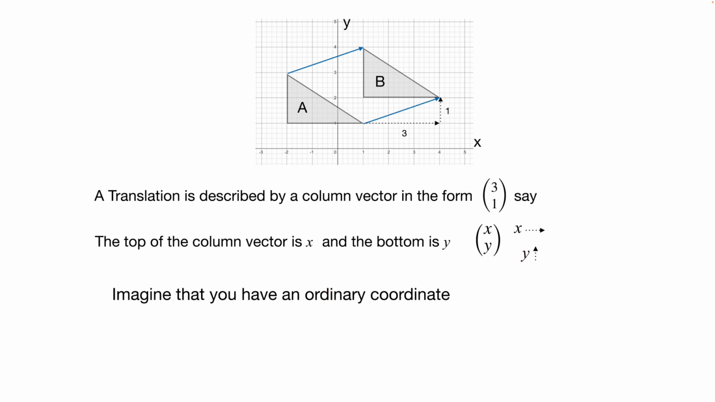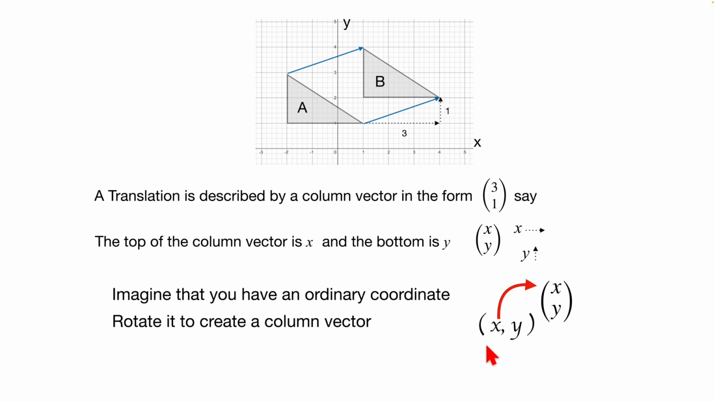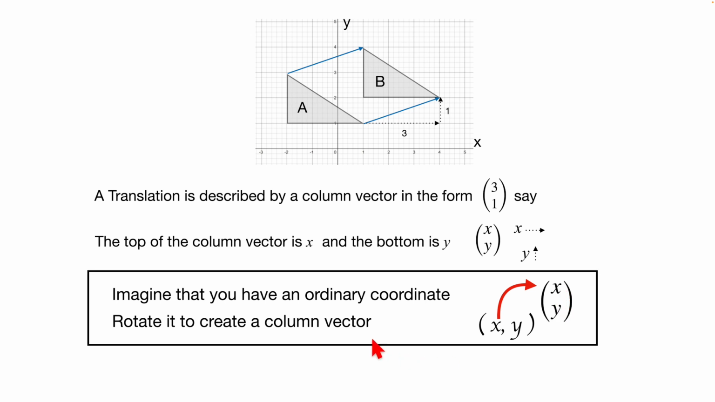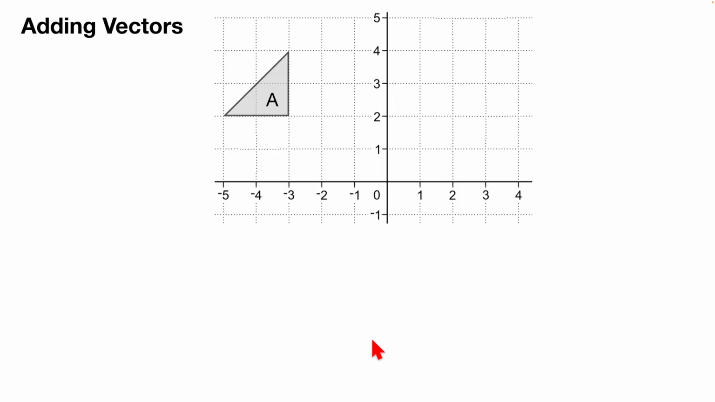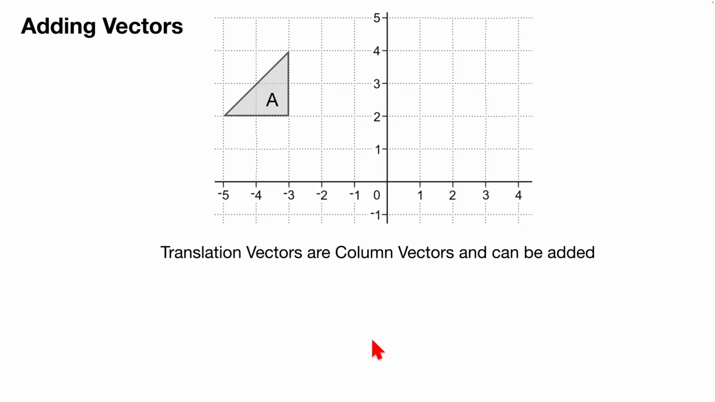The way I remember this is to imagine you have an ordinary coordinate, which we know is (x, y), and you rotate it to form a column vector, x over y. The x will be on the top. Now, that's worth remembering. Because a translation vector is the same as a column vector, isn't it?